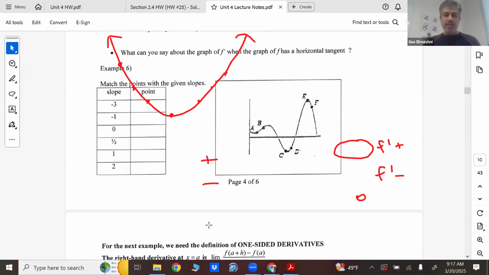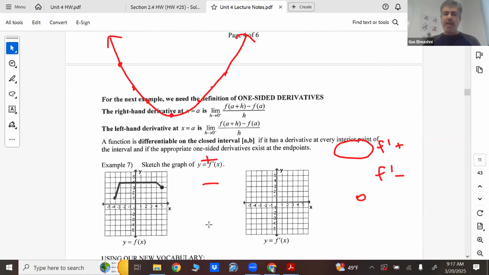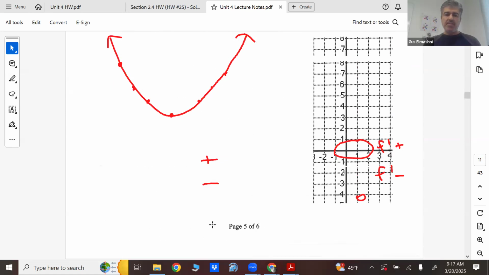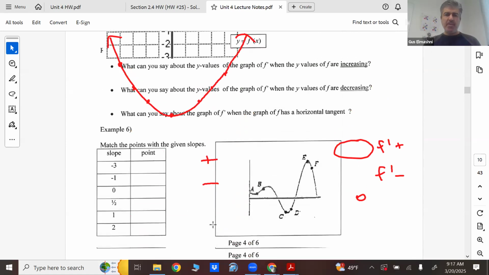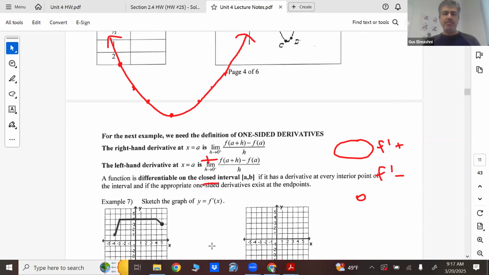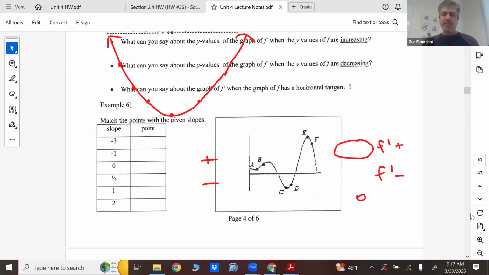So let's do one more thing here. I think I'll stop after page 4 because I don't want to really rush this. So let's just do this example 6, and I can pick it up again with you guys on Friday.